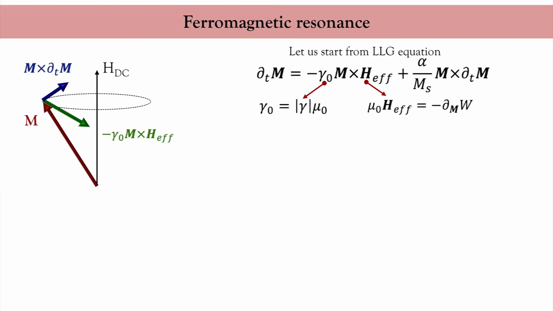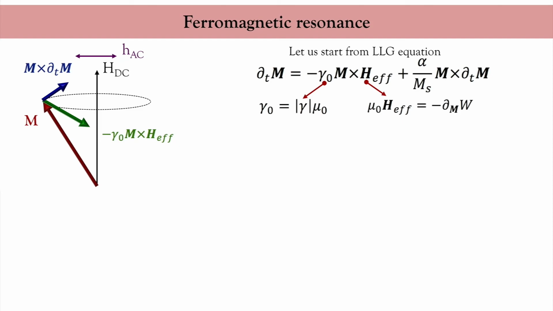I can do that by applying a small oscillatory field perpendicular to the static field. When the frequency of the oscillatory field matches the precession frequency of the magnetization, I obtain a resonance, and the magnetic damping is fully compensated.